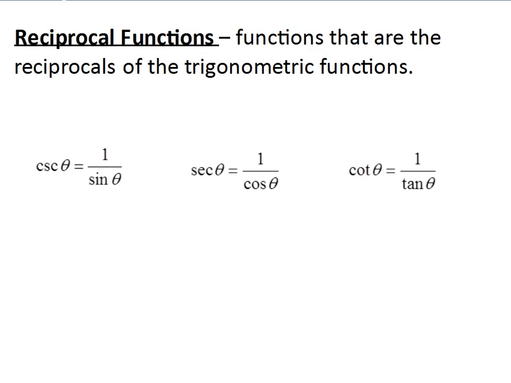Now, like I said on the previous slide, we do have reciprocal functions. These are just functions that are the reciprocals of the 3 trigonometric functions that we're used to dealing with. So cosecant is just 1 over sine, secant is 1 over cosine, and cotangent is just 1 over tangent.